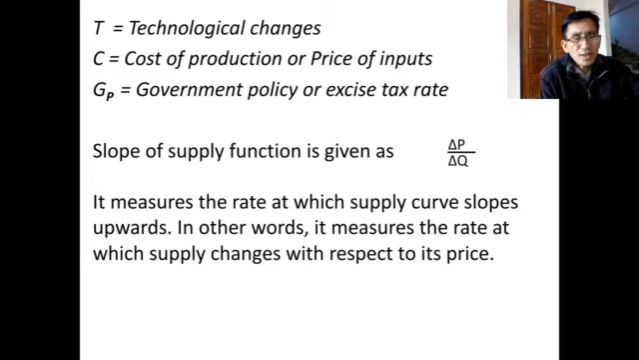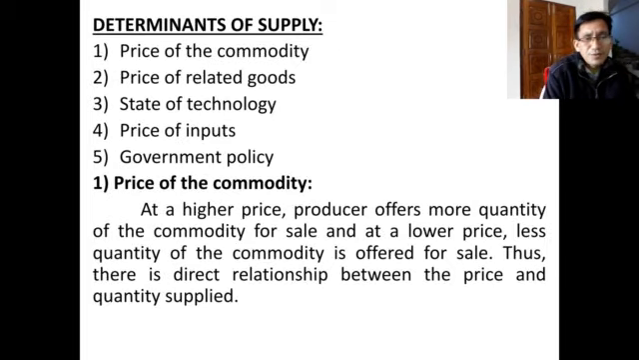Okay. Then we can have the determinants of supply. What are the factors that determine supply? We have 5 determinants, the factors affecting the quantity supplied of a commodity in the market. So let us see. Number 1, we have the price of the commodity, then the state of technology, then the price of inputs or the cost of production, then the government policy on taxation. Okay, we will be discussing them one by one.